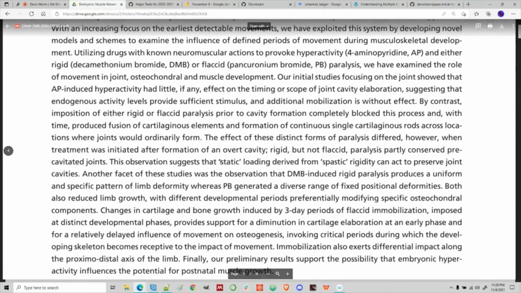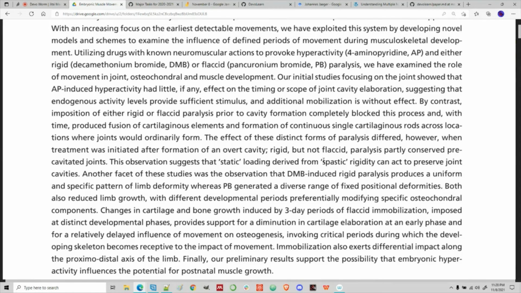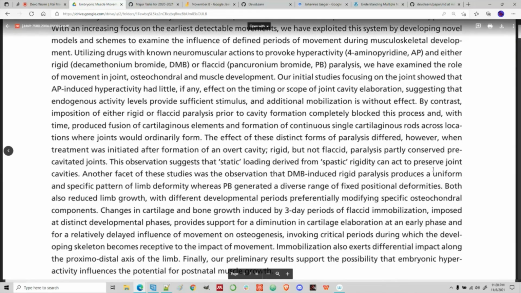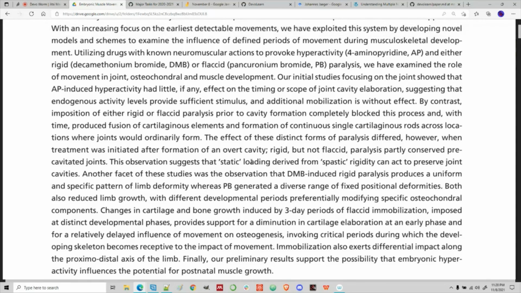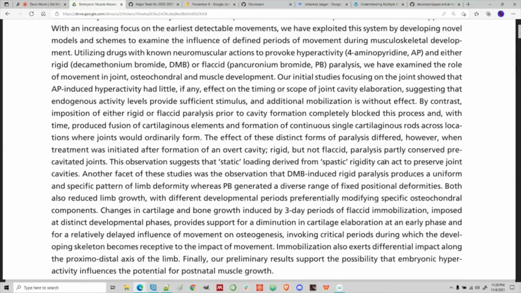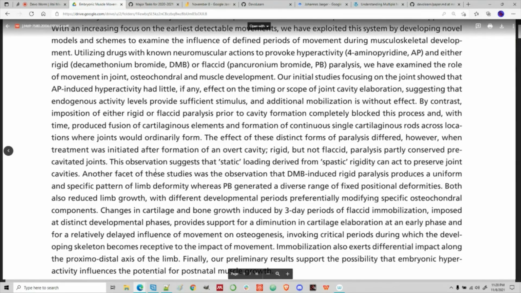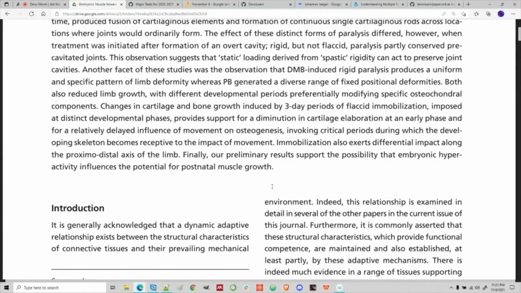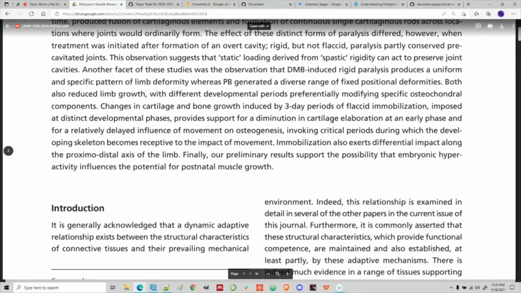This observation suggests that static loading derived from spastic rigidity can act to preserve joint cavities. So static loading is where you load a joint with forces, and this is derived from spastic rigidity. So this acts to preserve these cavities. So this is a nice set of experiments, and it kind of gets into this. So they talk about critical periods here.